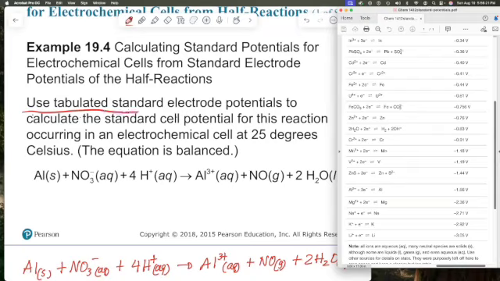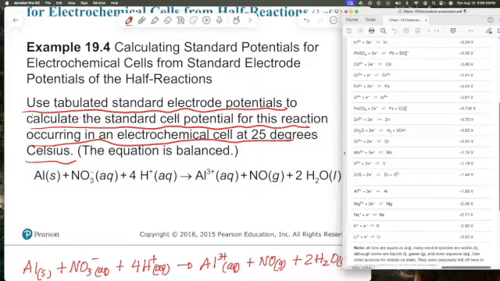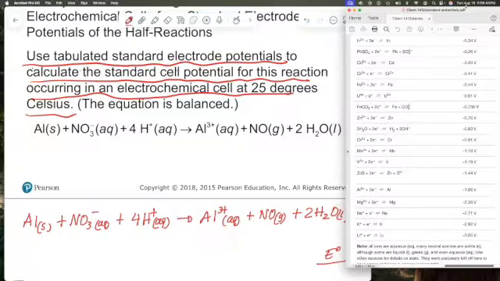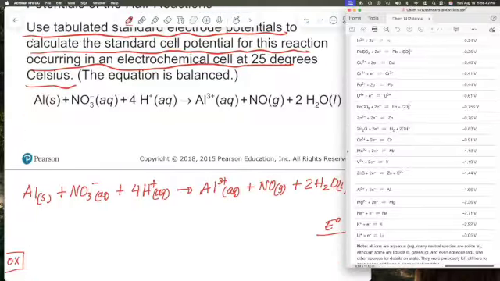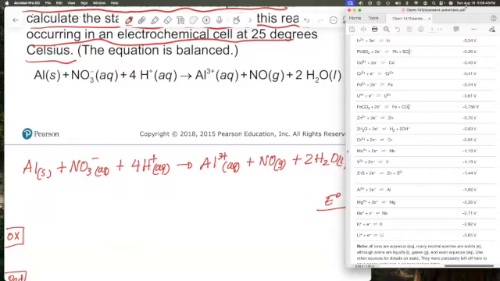Use tabulated standard electrode potentials to calculate the standard cell potential for this reaction occurring in an electrochemical cell at 25 degrees Celsius. The equation is balanced. Okay, so we're being told ahead of time the equation is balanced, right? So we can be aware of that. But we may still have to balance the equation. So to work this out, what you want to do is I copy the reaction over again. This is younger me, so I didn't have to recopy it today.